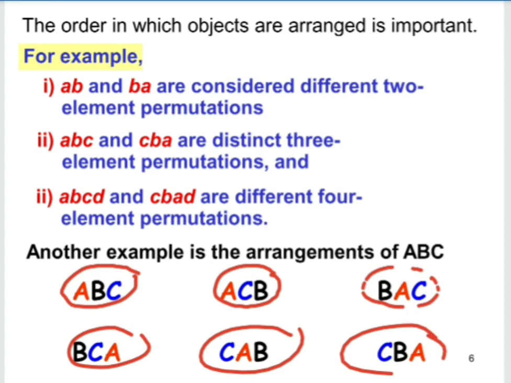So the order in which objects are arranged is important. For example, AB and BA are considered different 2-element permutations. ABC and CBA are distinct, or different, 3-element permutations. ABCD and CBAD are different 4-element permutations. So we can arrange ABC as ACB, BAC, BCA, CAB, and CBA. They are all different permutations.